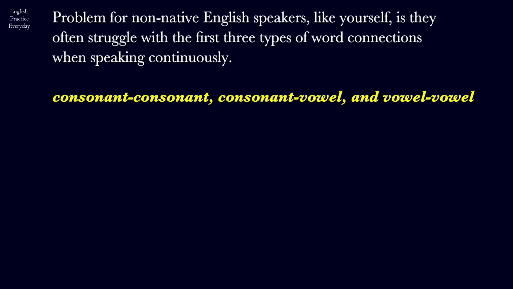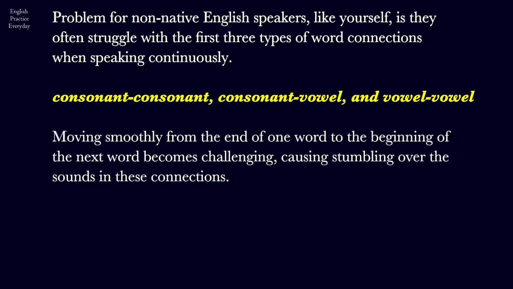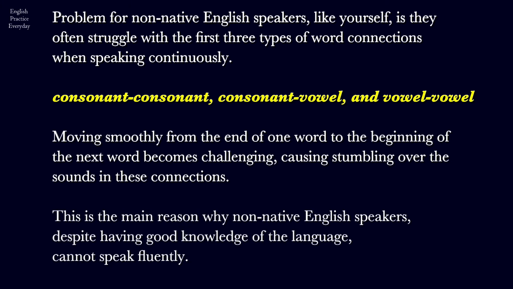Problem for non-native English speakers like yourself is they often struggle with the first 3 types of word connections when speaking continuously. That is, consonant-consonant, consonant-vowel, and vowel-vowel. Moving smoothly from the end of one word to the beginning of the next word becomes challenging, causing stumbling over the sounds in these connections. This is the main reason why non-native English speakers, despite having good knowledge of the language, cannot speak fluently.